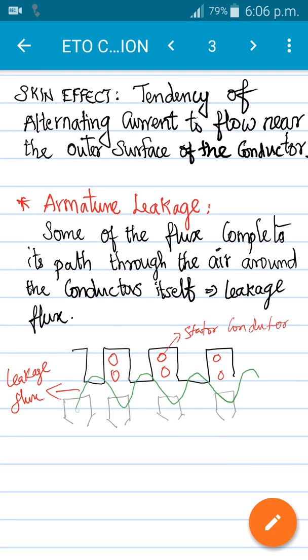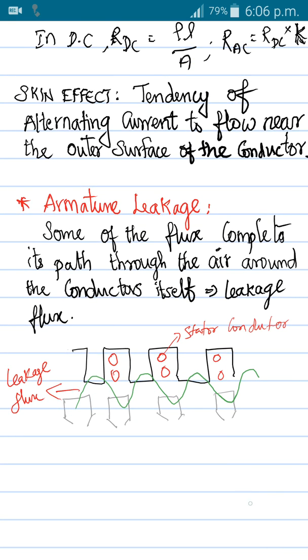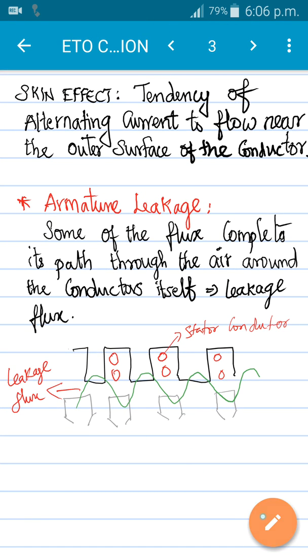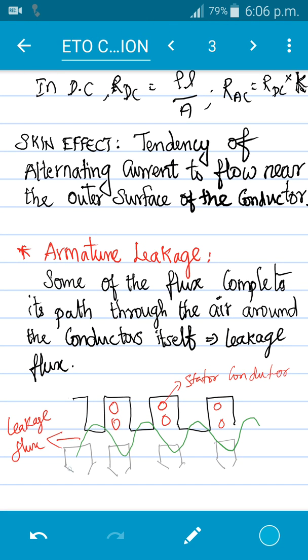As you see in the diagram, this is the stator and this is the rotor. Some of the flux escapes into the air, and that is the leakage flux. This leakage flux is one of the reasons, and the armature resistance is also one of the reasons.